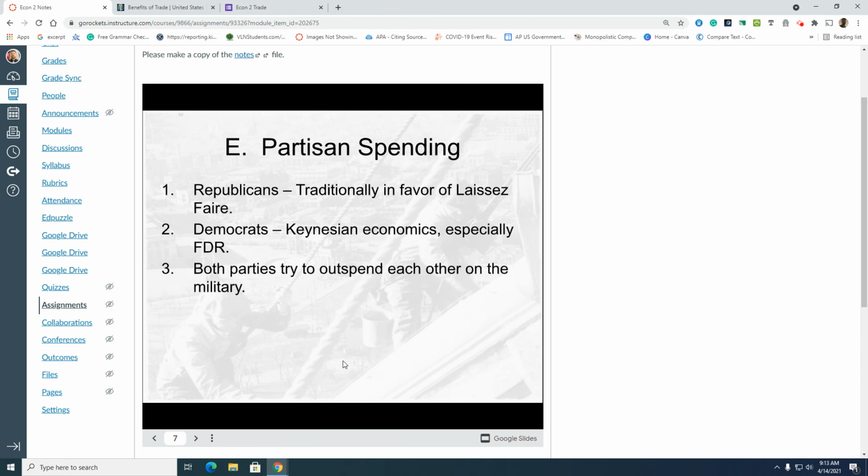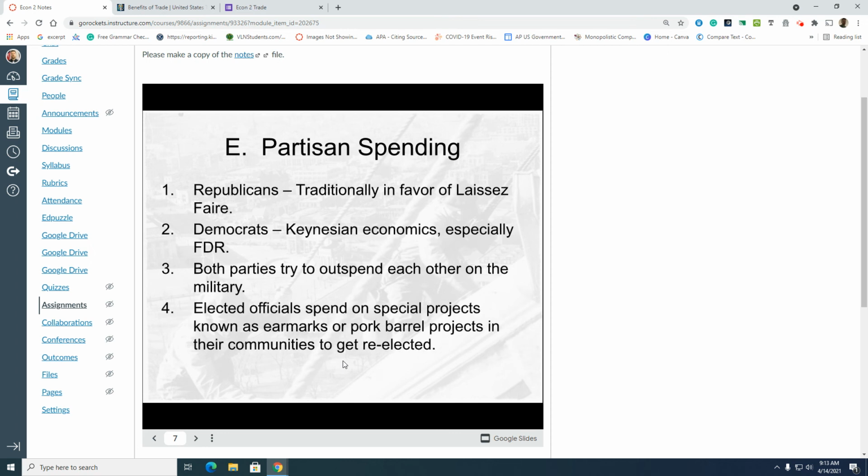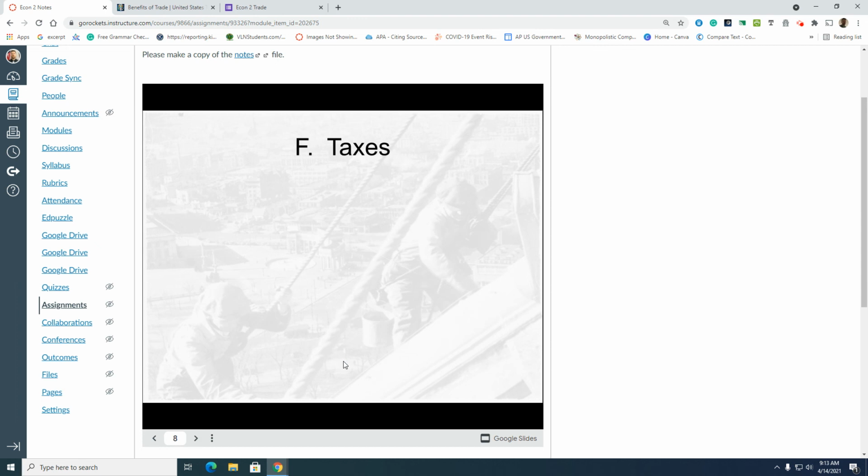Both parties try to outspend each other on the military, though. There's little checking on whether that money is being spent as efficiently as possible, and that companies aren't taking advantage of the military. And elected officials often spend money on special projects, often called earmarks or pork barrel projects, to try to make themselves look better in the eyes of the voters. So a congressman might say, hey, the biggest town in my district needs, as part of this transportation bill, new sidewalks installed. Well, that's good, but it's just for the people in that town, it doesn't really have anything to do with the country as a whole.